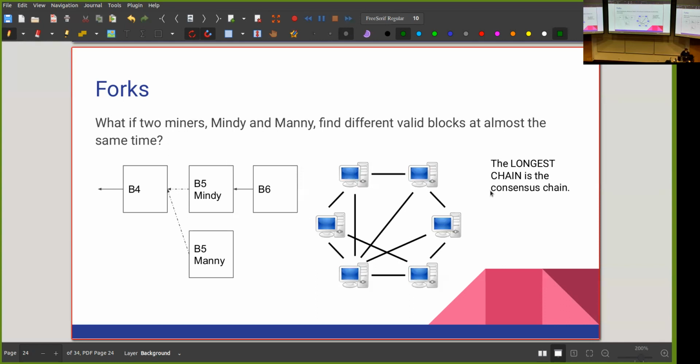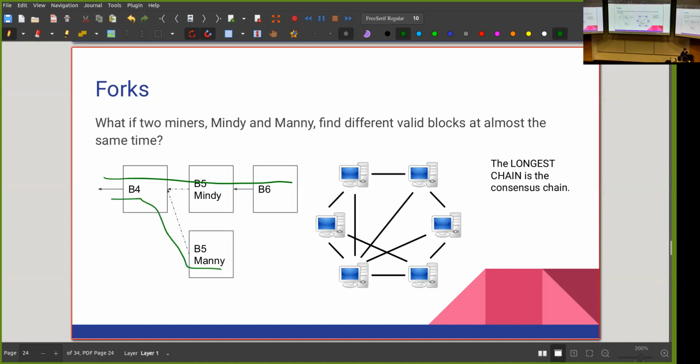Now, why does this work? Because suppose that at some point I had a fork like this. So I had 2 different candidates for B5. Yeah, I temporarily don't have consensus now. But that's fine. At some point, someone else would solve the problem for B6. And when they do that, they have to choose which one is going to be their previous block. So if the next miner who successfully solved the problem chose Mindy's block, then this chain has 3 blocks in it, and this chain has 2.